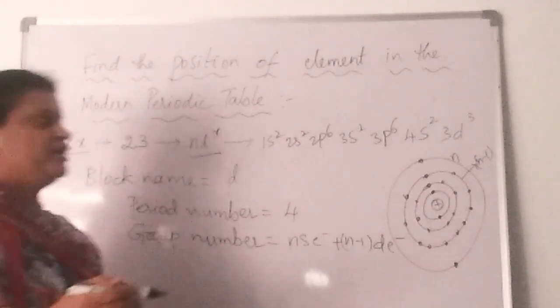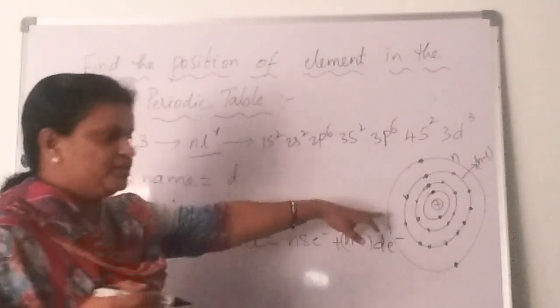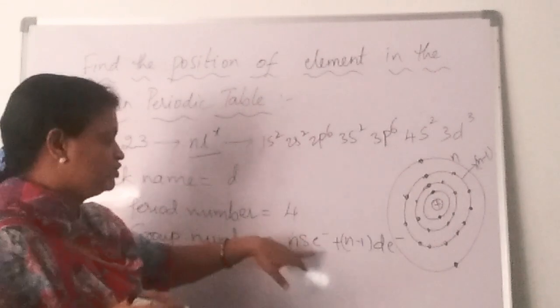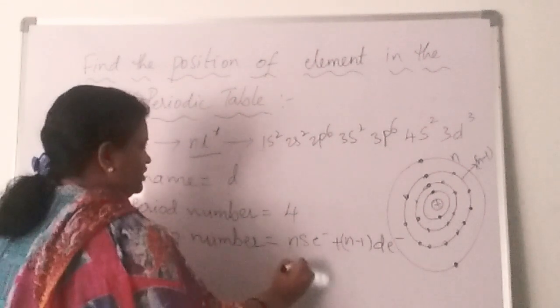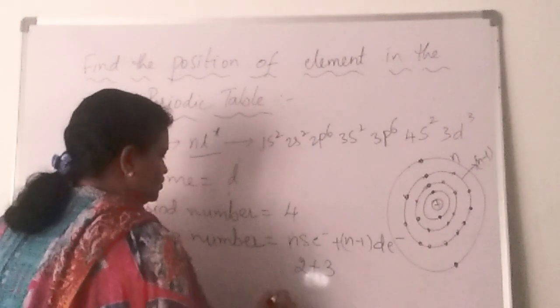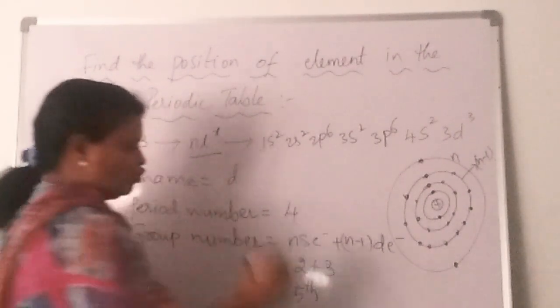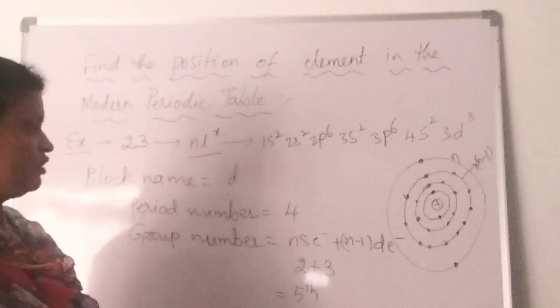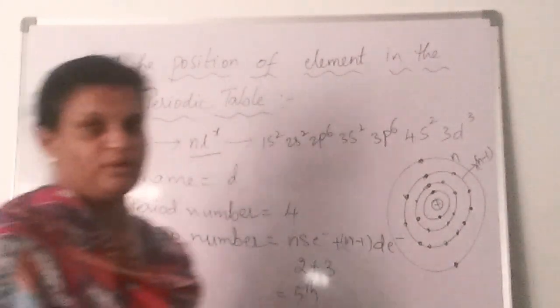Ns electrons means how many are there in the 4th shell? Because here the nth shell is nothing but the 4th shell. So in that 4th shell, how many electrons are there? 2 plus the 3rd shell is containing 3 electrons. Right. So this is nothing but the 5th group. Then how to write the Roman number?